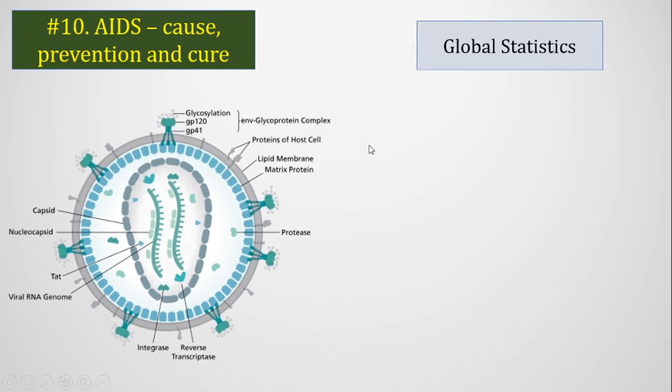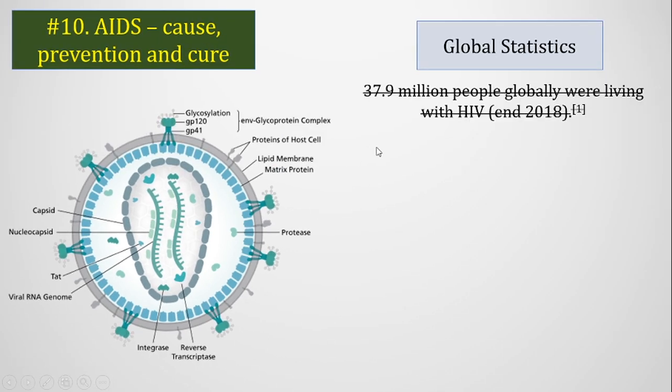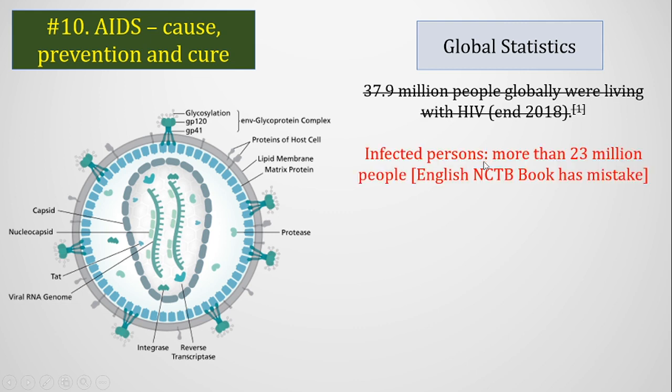So, worldwide statistics. According to UNAIDS, at the end of 2018, the number of people infected with HIV worldwide is 37.9 million. But according to your NCTB book, the number of infected persons is more than 23 million.